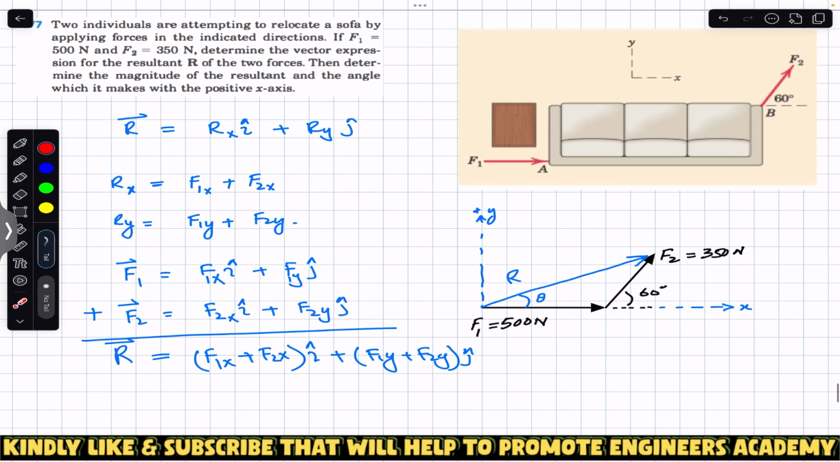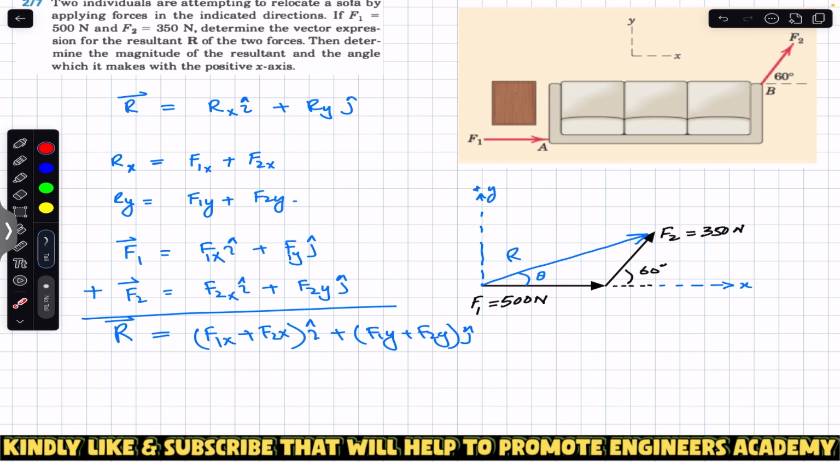So for this I have drawn the free body diagram. As you can see, F1 is only acting in the positive x direction, that is in the horizontal direction, and it has a magnitude of 500 Newton. And similarly F2 is acting in this direction, which is making a 60-degree angle with the horizontal. So in order to get the resultant, we have to join the tail of F2 with the head of F1. So we need to add them by the head to tail rule. So F1 plus F2 by the head to tail rule will give us the resultant R.